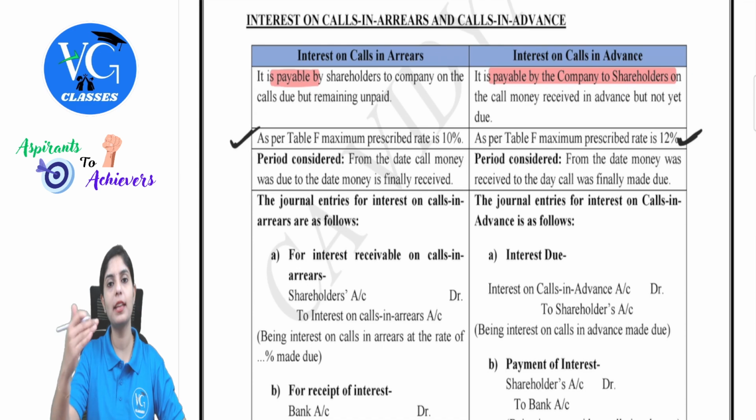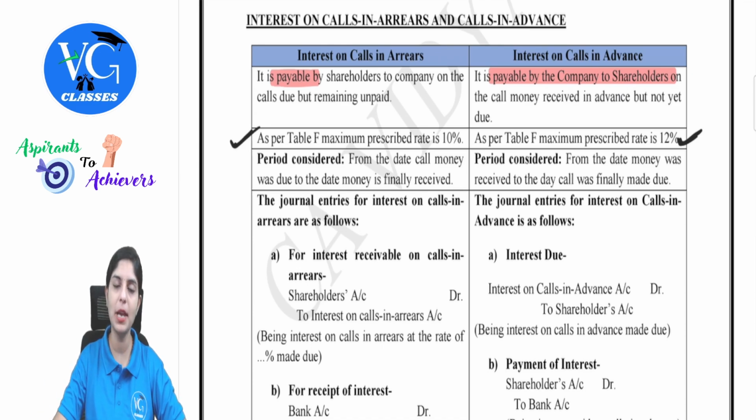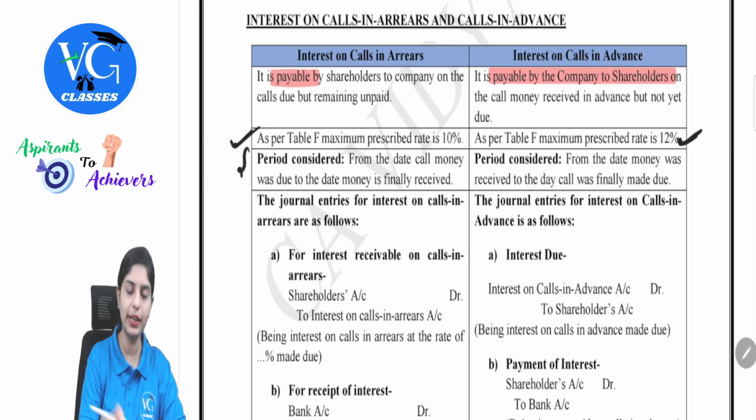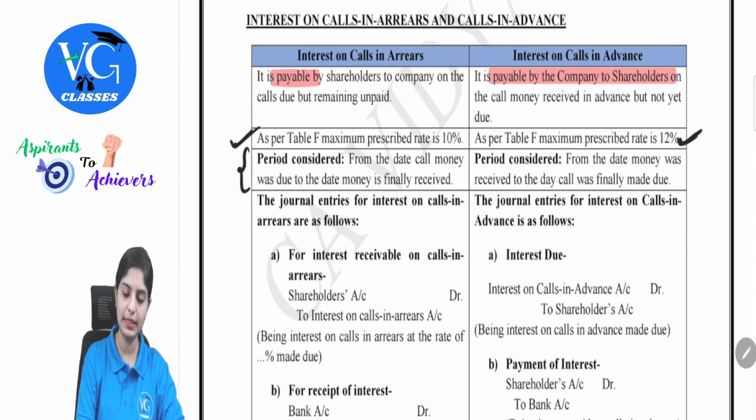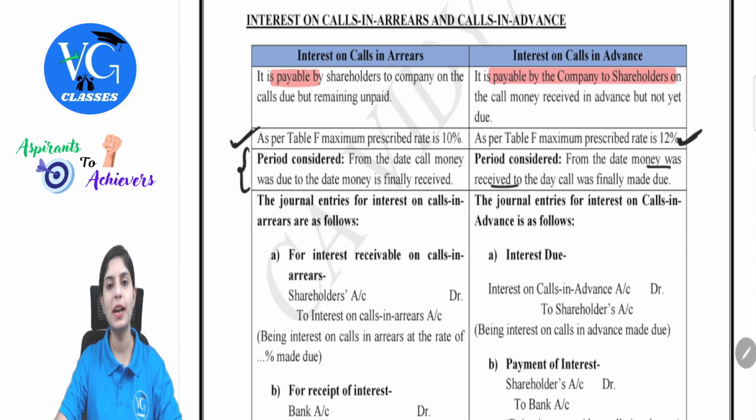When the company is paying interest on calls in advance, it will pay at 12%. So this is the requirement here. Period considered: for interest on calls in arrears, from the date call money was due to the date money is finally received. This is the period where we calculate interest. Whereas for interest on calls in advance, from the date money was received to the day the call was finally made due. So this is with respect to applying the concept of interest.